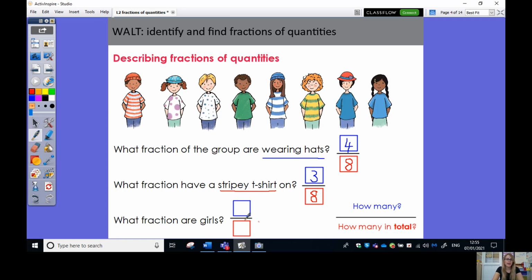Okay, so again, we should have our denominator as 8. And then we are going to count together what our numerator should be. So I think we've got 1, 2, 3, 4. So again, 4/8 are girls. Well done if you managed to get that one correct.